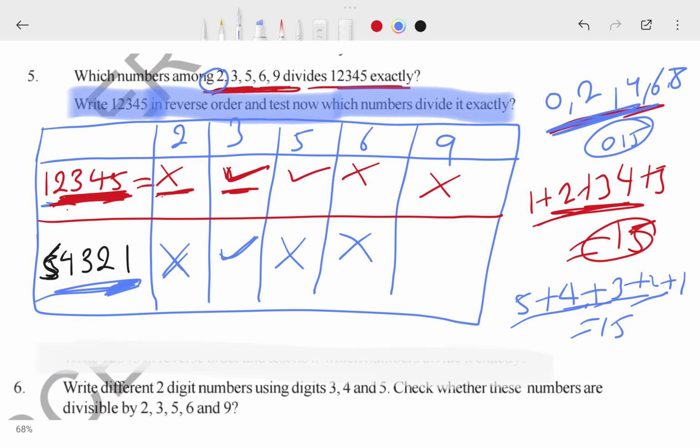For checking 9, what we have to do, we have to add this number. So if you add this 5 plus 3 plus 1, that is going to be 15. In the 9 table, is 15 there? No, 15 is not there. So it is also not going to be divisible by 9. Okay, right. So this is going to be clear to you.